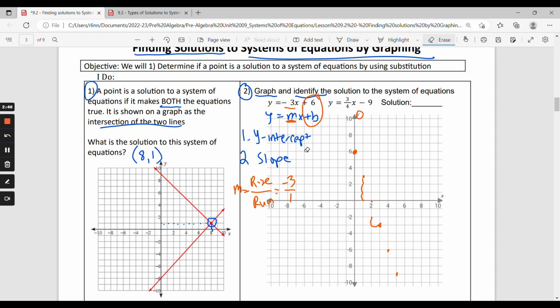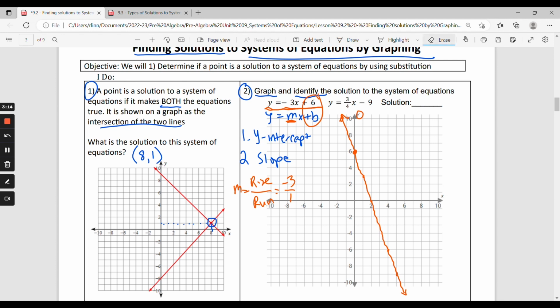Now, once we've found all of those points, we can go ahead and graph that line by connecting them all together. So we're going to draw that line as straight as we can, even using a straight edge if we've got one available to us, something like a ruler or a dry erase board. And then we've got our first line graphed. We've now graphed y is equal to negative 3x plus 6. So we've graphed our first line.